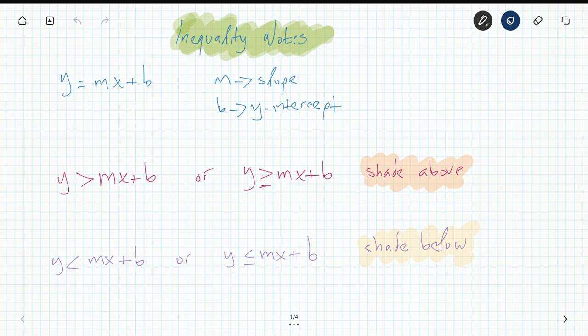Now, if you have greater than or equal to, you're going to shade above, because we want all the x and y values that are above the line or that satisfy the statement of being greater than. Now, if you have less than or equal to, you're going to shade below because, again, we want all the x values that are below the line. So with that in mind, let's just go ahead and do a problem, all right?